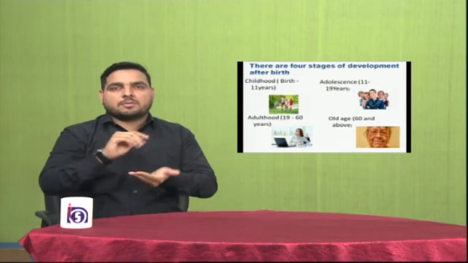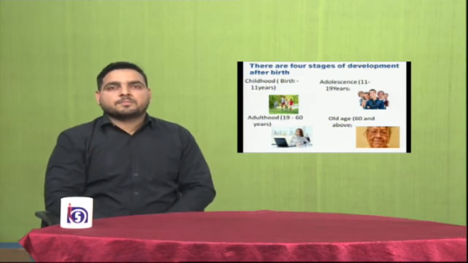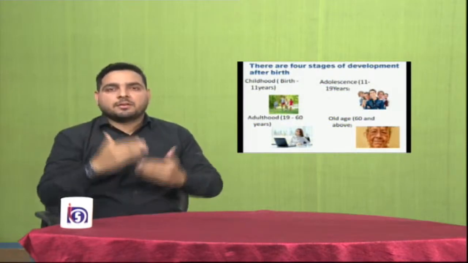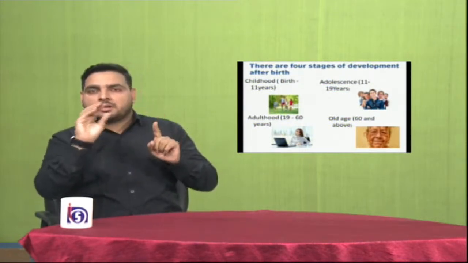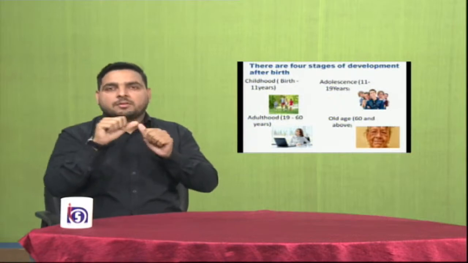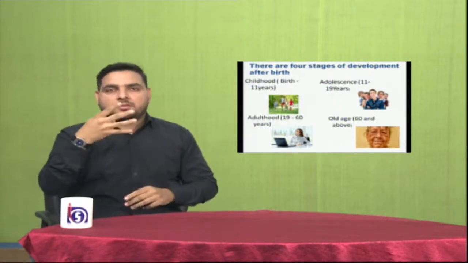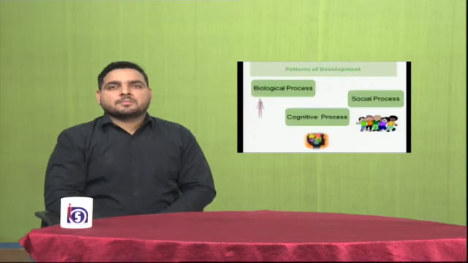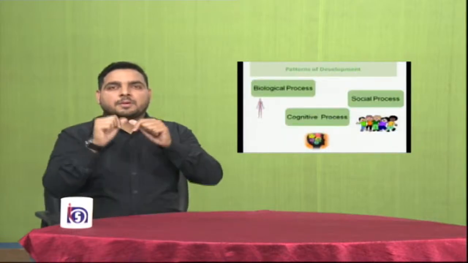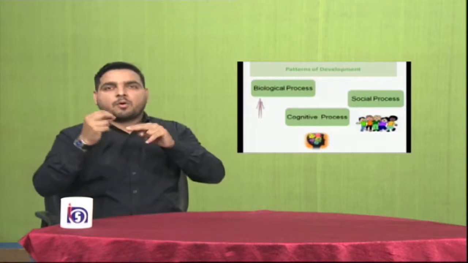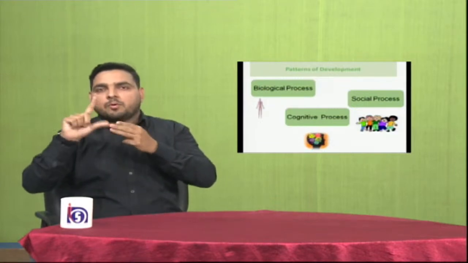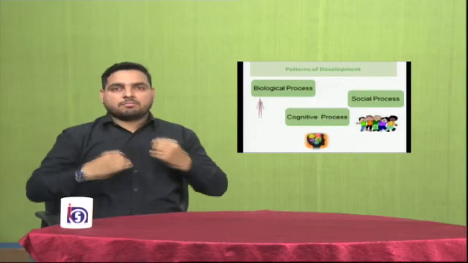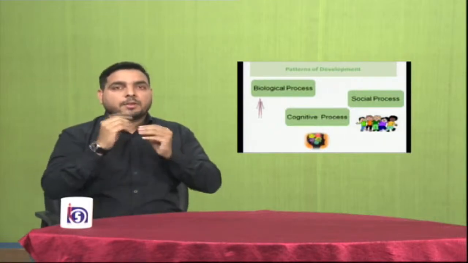There are 4 stages of development after birth. The first stage is childhood, birth to 11 years. Then adulthood, that is 19 to 60 years old. Adolescence, 11 to 19, and old age 60 and above. There are different patterns of development. There are 3 types of development.